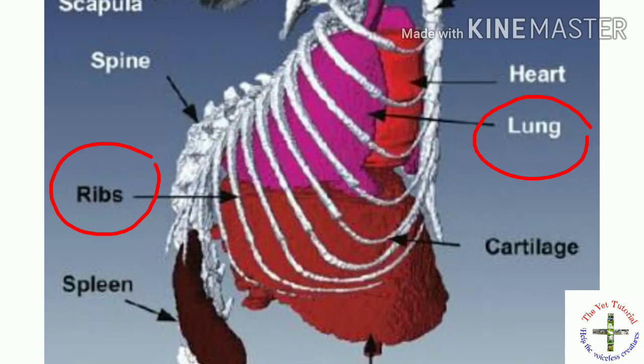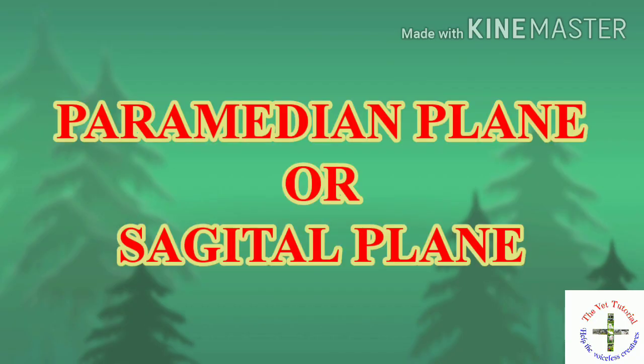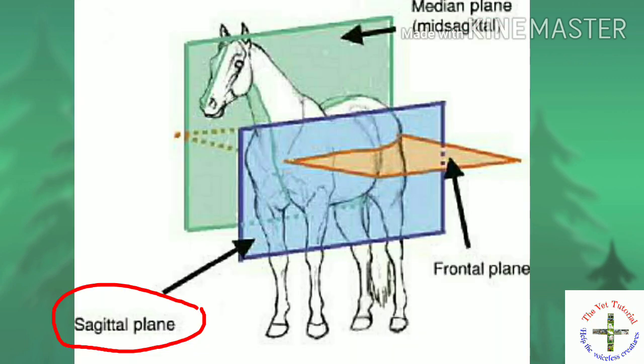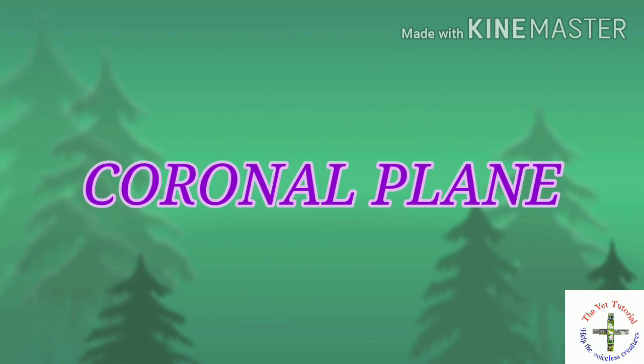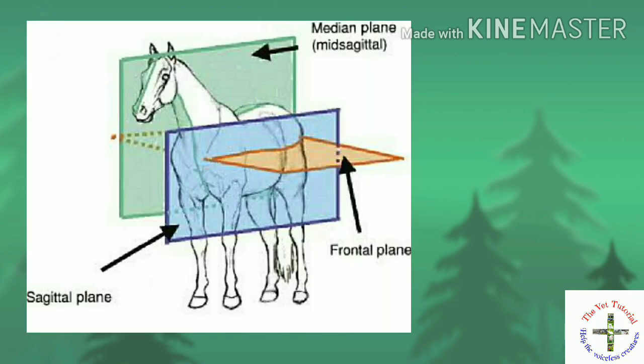Ribs are lateral to the lungs, or we can say the lungs are medial to the ribs. Then third is the paramedian plane or sagittal plane. It is parallel to the median plane, and it also divides the body into left and right parts, but not equally. Then fourth is the coronal plane, which means any plane which is at right angle to the sagittal plane is known as coronal plane.